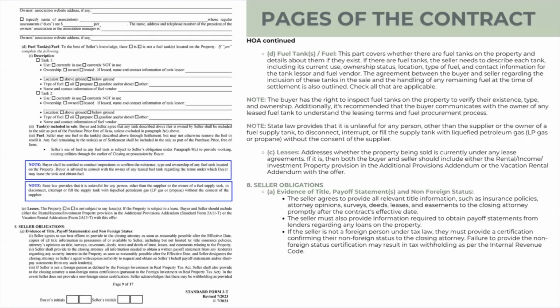C covers leases. This addresses whether the property being sold is currently under any lease agreements. If it is, then both the buyer and seller should include either the rental income investment property provision in the additional provisions addendum or the vacation rental addendum with the offer.